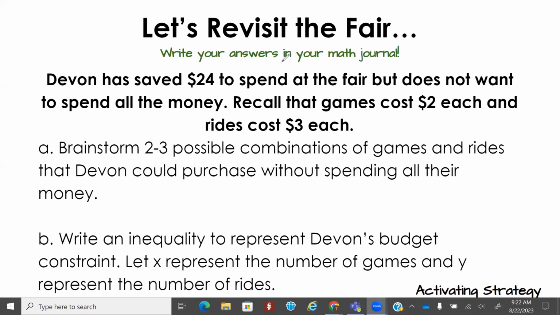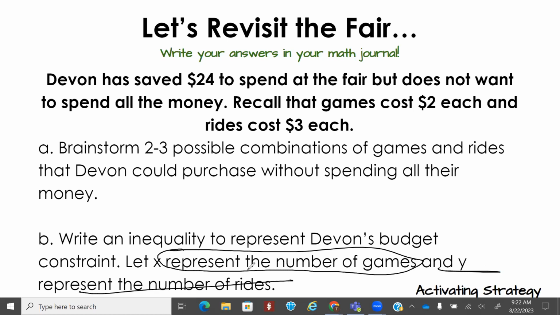Fantastic. All right. So Devin saved $24 to spend at the fair, but doesn't want to spend all the money. Recall that the games cost $2 each and the rides cost $3 each. If you want to go ahead and write the inequality first, it makes it a little bit easier. So x represents the number of games and y represents the number of rides.